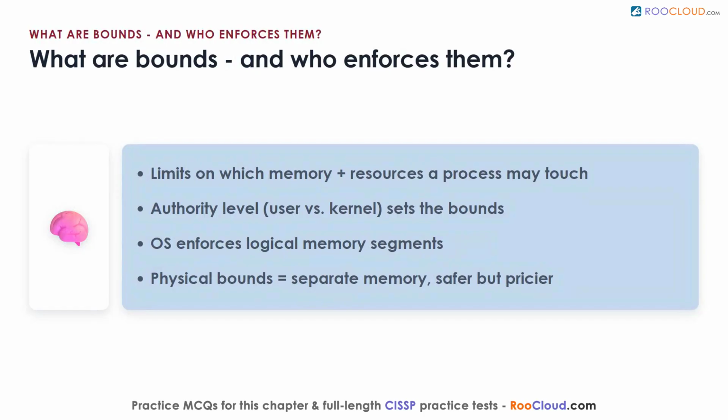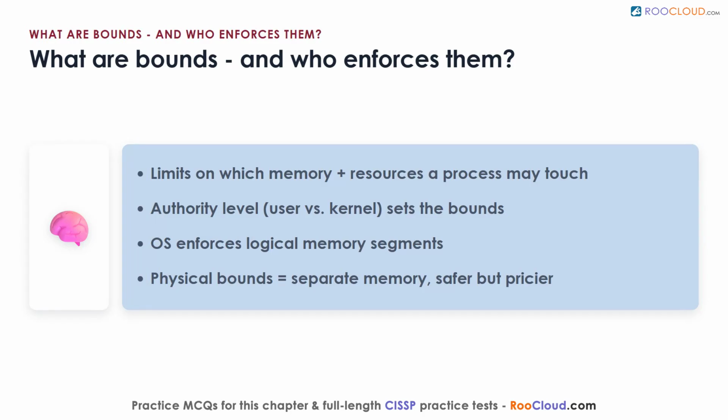What are bounds, and who enforces them? Bounds are the specific limits on which memory addresses and resources a process may touch. Every process gets an authority level, often as simple as ordinary user or privileged kernel, and that level sets its bounds. In most systems, memory is carved into logical segments, one per process, and the operating system enforces those lines and blocks trespassing. Stricter systems go further with physical bounds, giving each process its own physically separate region of memory. That is more secure but also more expensive.